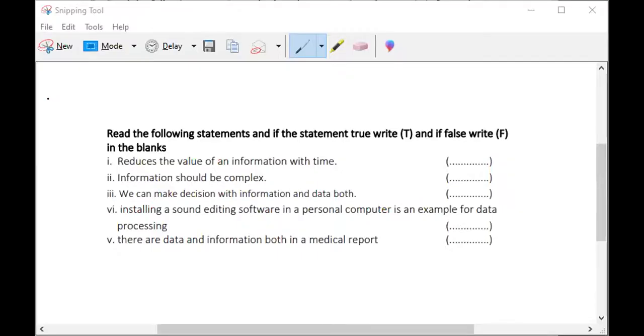Here you have to put true or false. True or false you have to mention. Okay, start that. Take it down and answer. Okay, we'll see the answers.